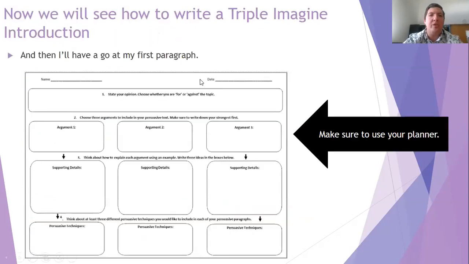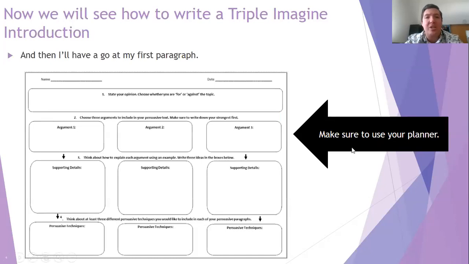What we're going to do now is go into what we call a triple imagine introduction. I know it's a bit of a weird title, but I'll explain how it works in a second. I'm going to have a go at writing my first paragraph. I've also got a large black arrow there. It just says make sure to use your planner.